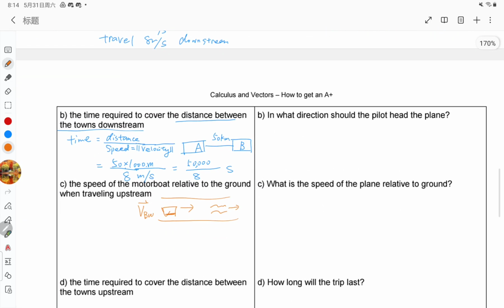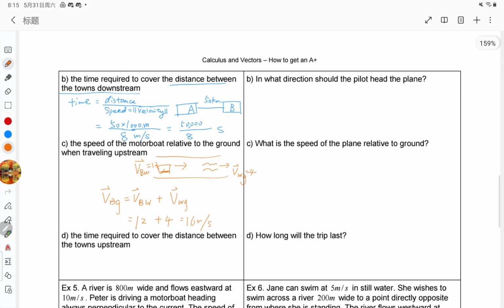So VBW is 12, and V water, I'll just say VWG, so the water flow speed, water relative to the ground, is 4. So I'll just write down the formula again. VPG is equal to VPW plus VWG, right? So I'll just do it. 12 plus 4, right? The same direction. So upstream means the same direction as the water flow, right?